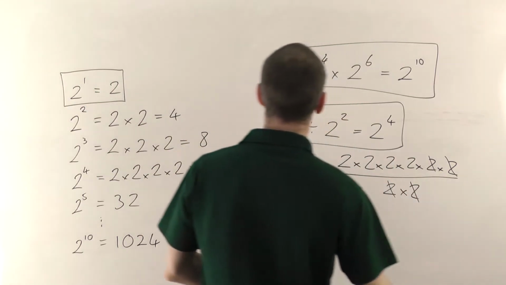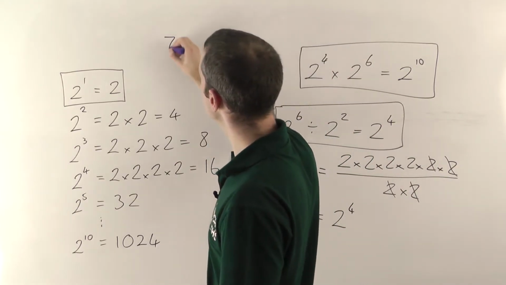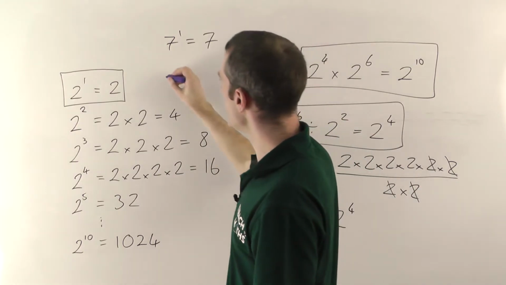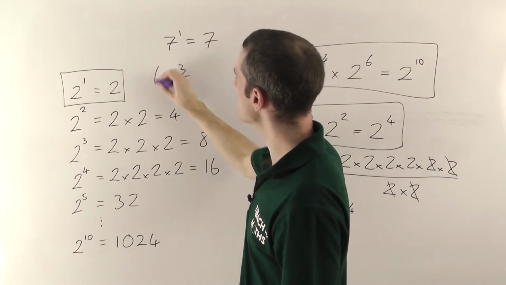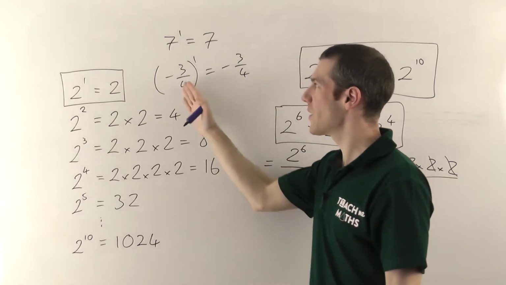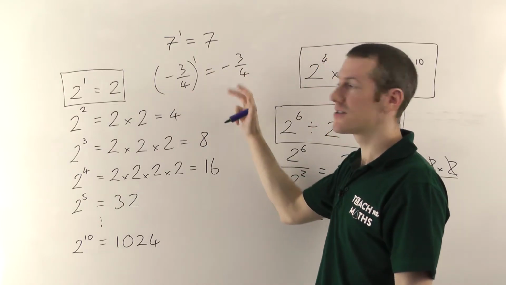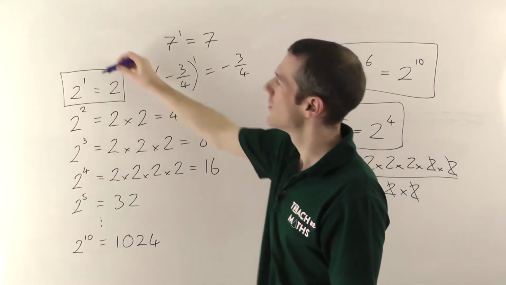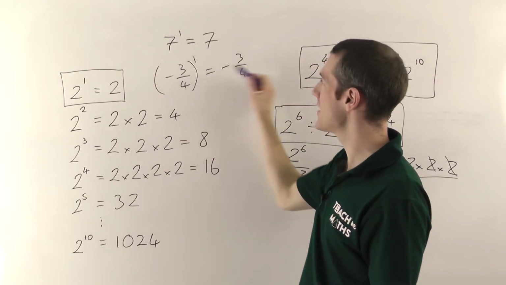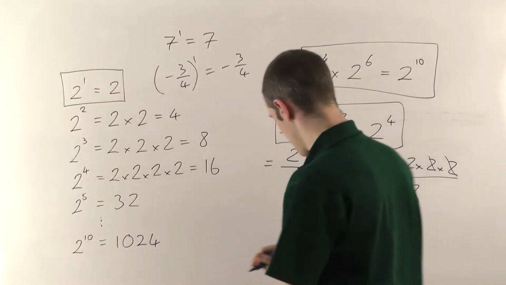So for example, I'll perhaps use this space here. If you've got 7 to the power 1, well, that's just 7. If you've got minus 3/4 to the power 1, well, it's just minus 3/4. It doesn't matter what this is, how messy it is or horrible it looks. If it's to the power 1, it's just the thing itself, because the 1 means you've got one of these things. If I've got one minus 3/4, then I've got minus 3/4. So anything to the power 1 is itself.